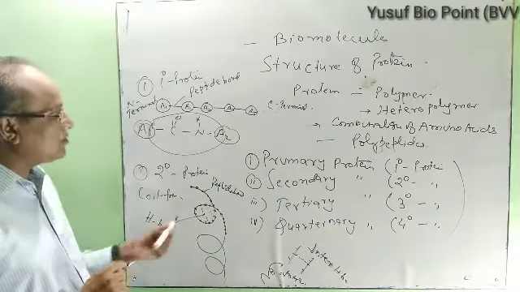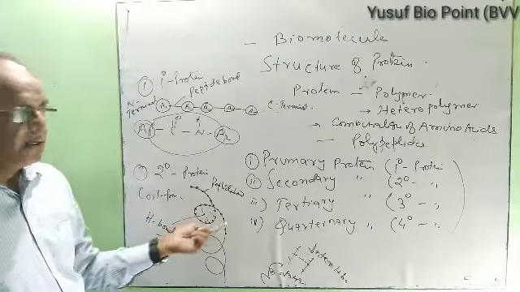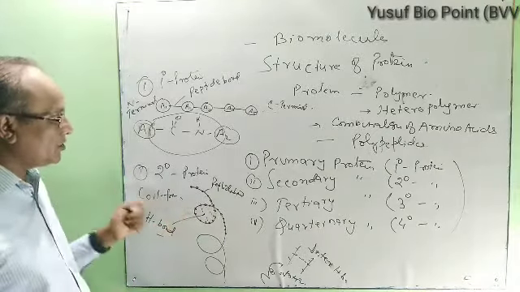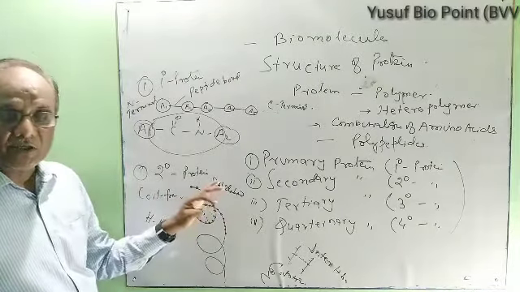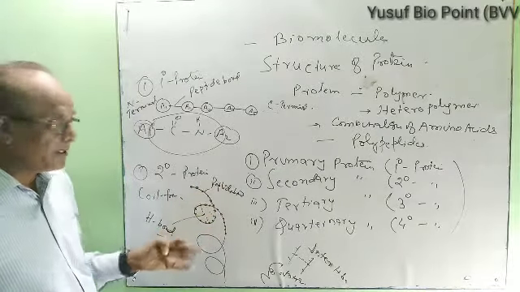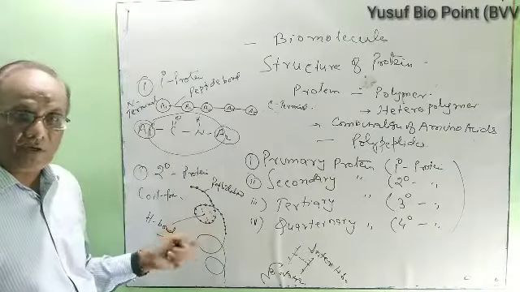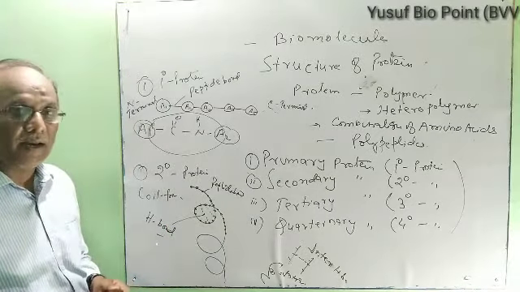So what happens here? This coiling is formed due to hydrogen bond. This is a coiling structure, and in addition to the peptide bond, the hydrogen bond is also found, so it becomes a coil-like structure.